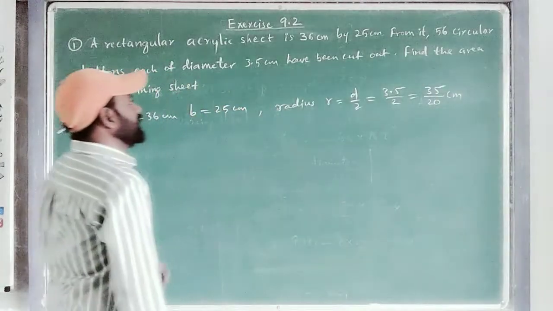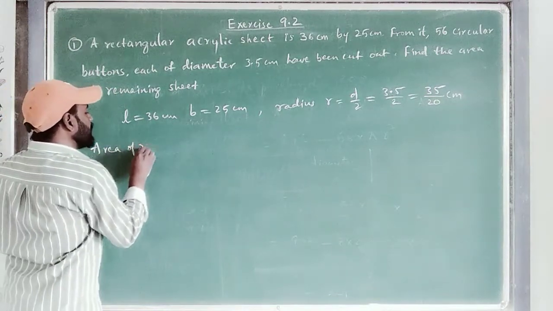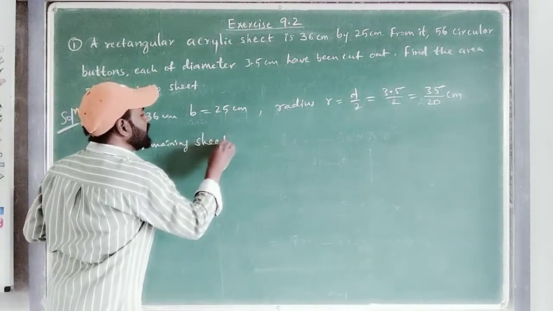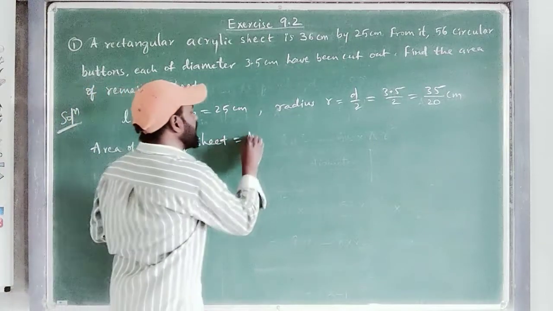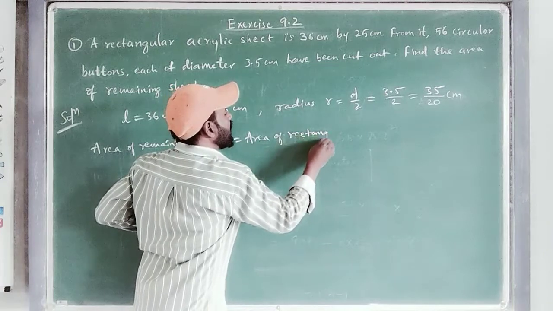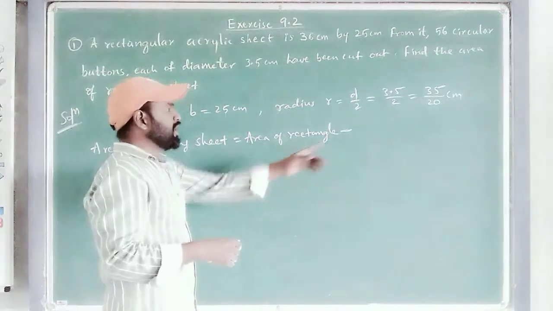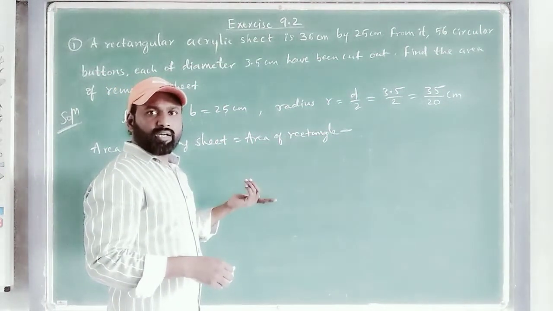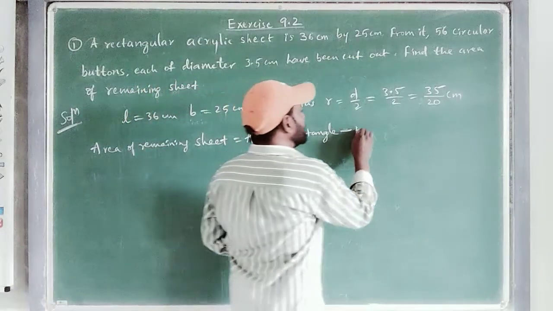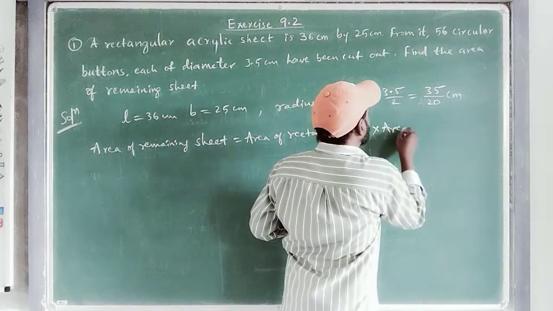Okay. Now let us substitute all these values. So area of the remaining sheet. Actually the sheet is in rectangular shape. So area of rectangle minus removed, cut out. So you have to use minus. What is cut out? Circular shape buttons are cut out. How many buttons? 56 buttons. So 56 into, what is the shape of the button? Circular shape. So area of circle.